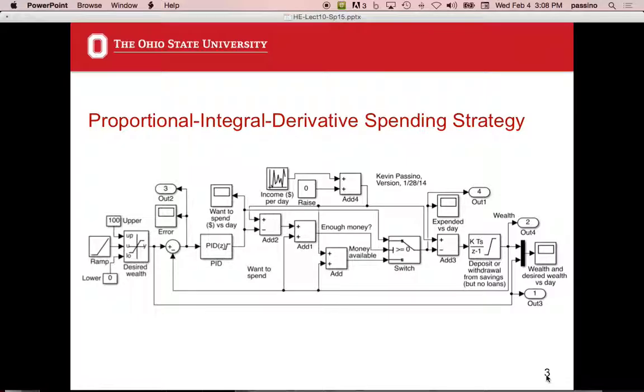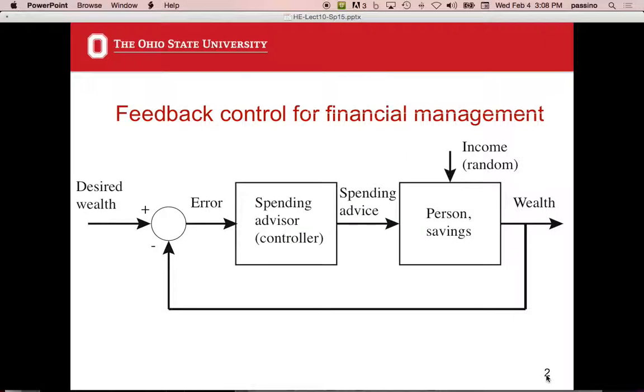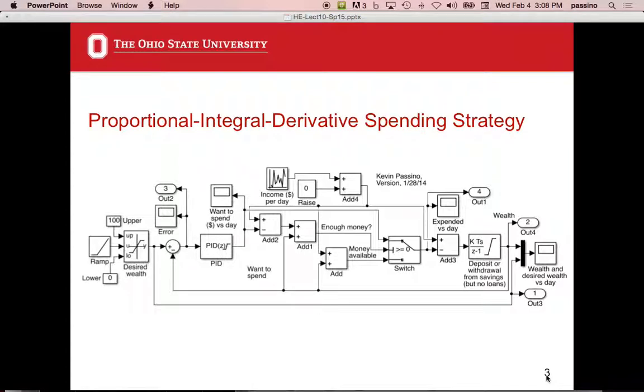Now, here's the thing. Do you see this diagram is literally the same as that diagram? I know it's different, but you see the pattern. Wealth output, desired wealth, error. This is the PID. Spending advice, and then there's all that contraption stuff, and here's the bank, and it's there. So that diagram is this diagram. Okay?